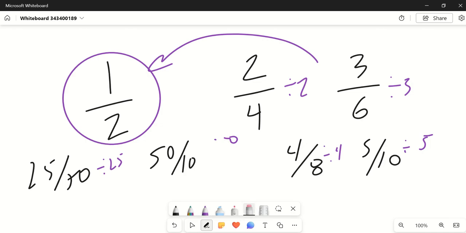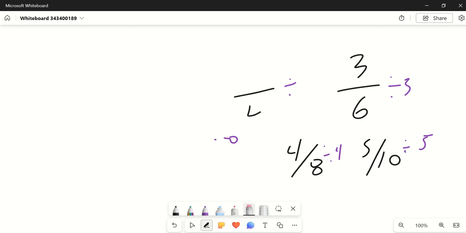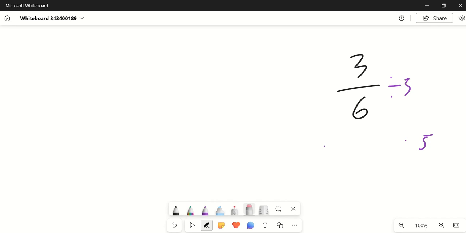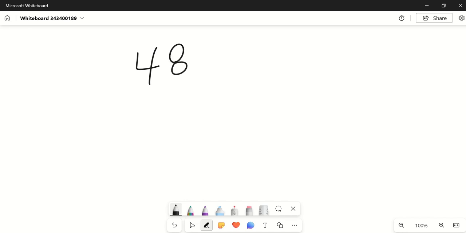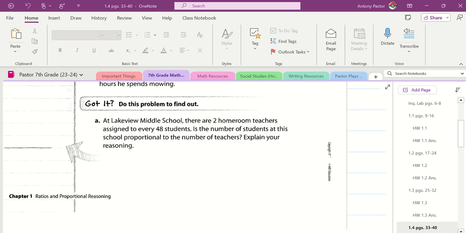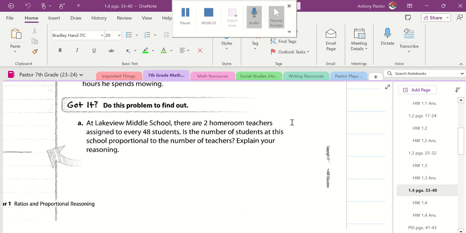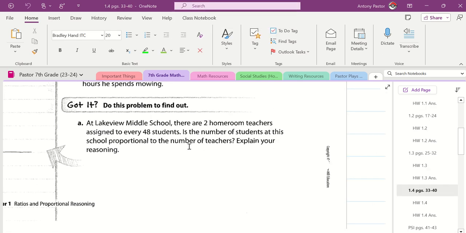This is saying for every 48 students, there are 2 teachers assigned. So there are 2 homeroom teachers assigned to every 48 students. Is the number of students at this school proportional to the number of teachers? Explain your reasoning. All right, and we're back. Sorry, I had to pause for a second there.